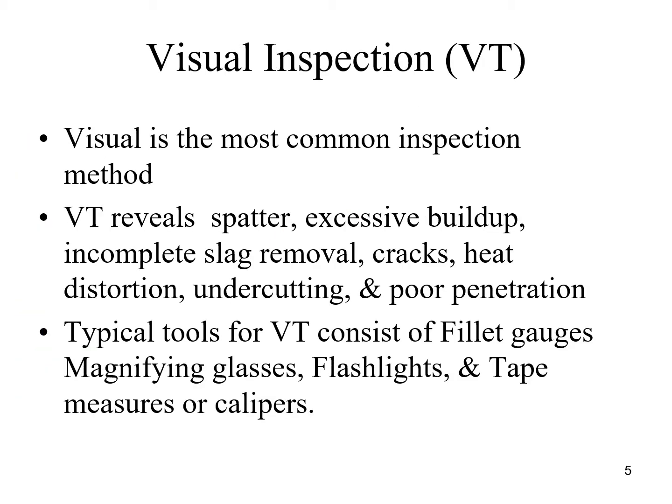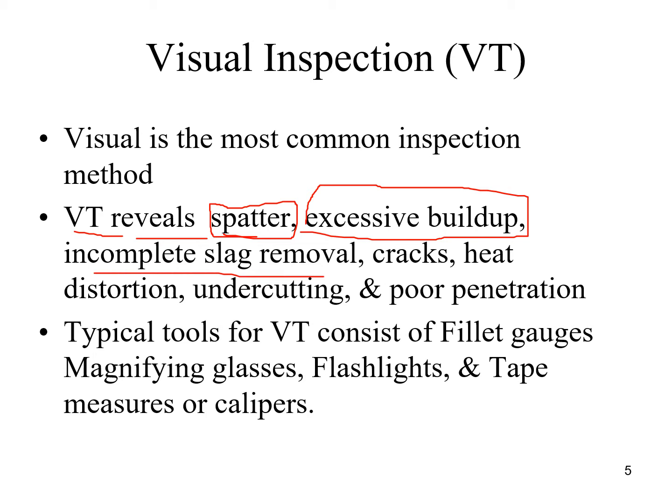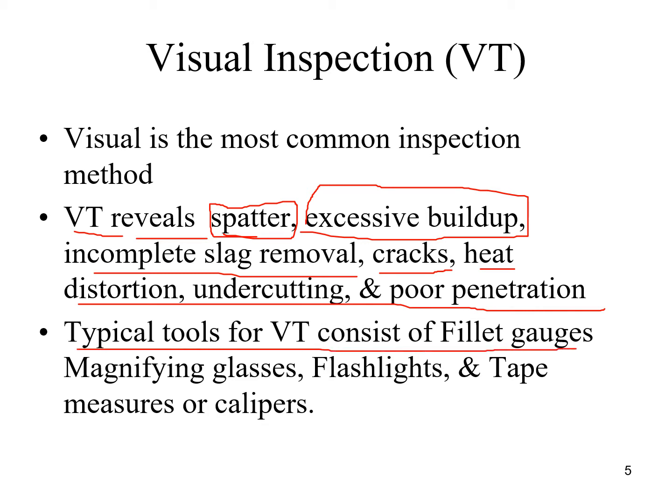Visual inspection. Visual inspection means simply we see and we detect the difference. Visual is the most common inspection method. VT reveals spatter, excessive buildup, incomplete slag removal, cracks, heat distortion, undercutting, and poor penetration if it is observed through our naked eye. Typical tools for VT consist of fillet gauge, magnifying glass, flashlights, and tape measures or calipers.